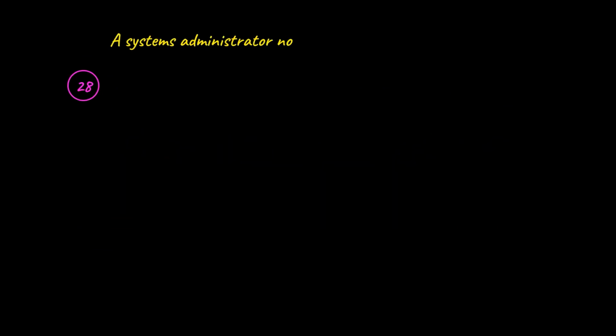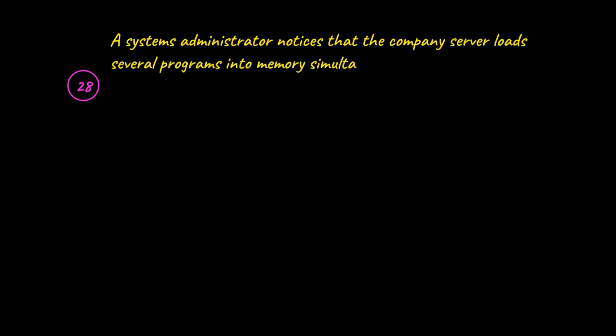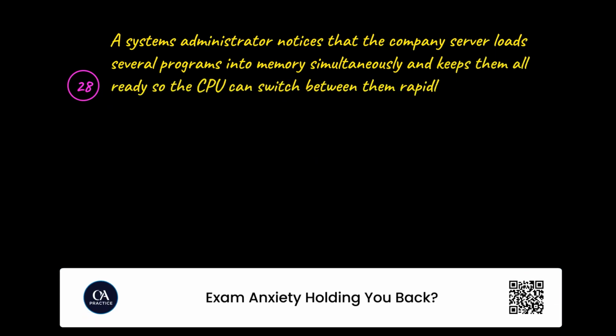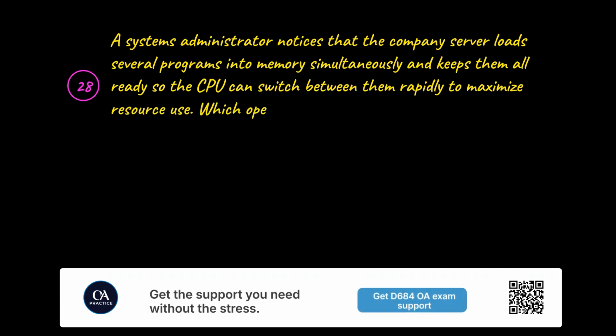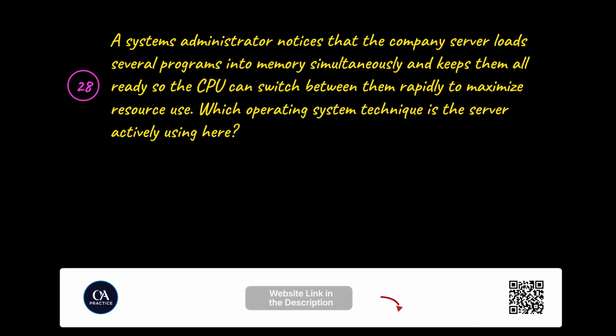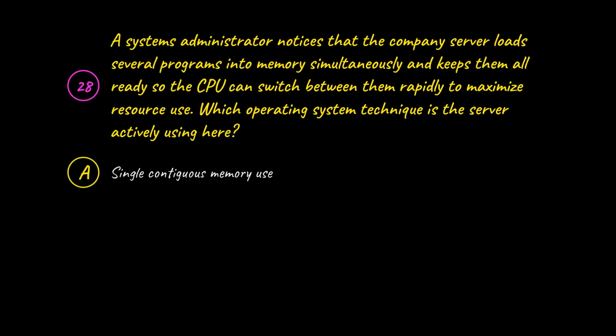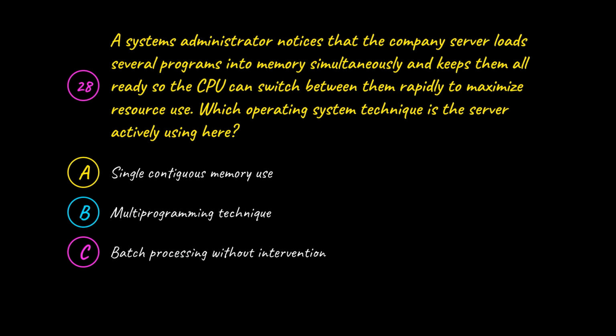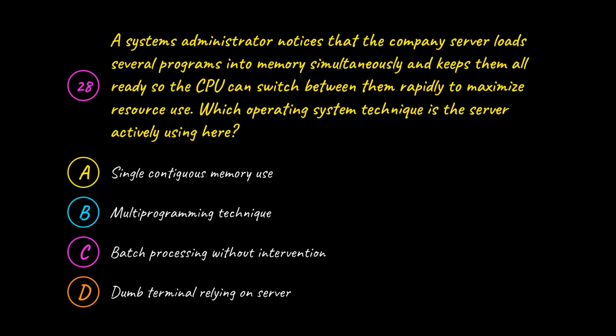Question 28. A systems administrator notices that the company server loads several programs into memory simultaneously and keeps them all ready so the CPU can switch between them rapidly to maximize resource use. Which operating system technique is the server actively using here? Your options are A. Single contiguous memory use, B. Multi-programming technique, C. Batch processing without intervention, D. Dumb terminal relying on server. What's your answer? Commit to one before I continue.